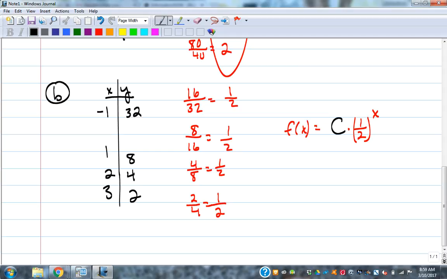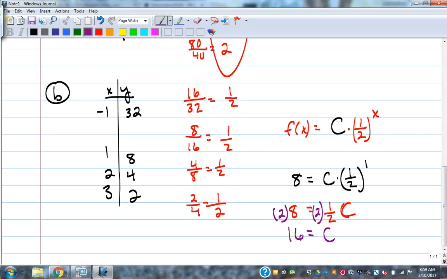If I use 1 and 8 and plug them into that problem, that would be 8 is equal to C times 1/2 to the first power. What's 1/2 to the first power? 1/2. So we have 1/2 C is equal to 8. How do I get C by itself? Multiply by the reciprocal. And there, C is 16.